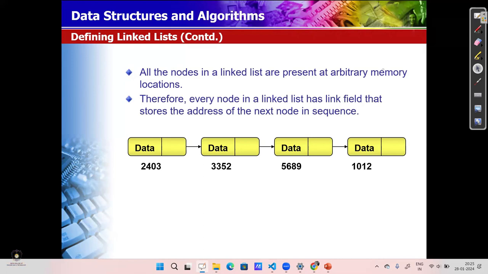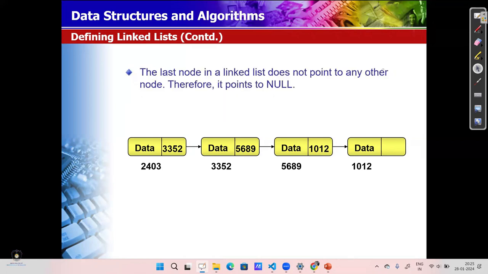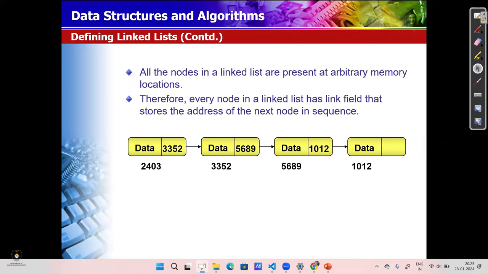Every node in a linked list has a link field that stores the address of the next node in a sequence. I'm not able to write on this PPT. So, now we have a start point. We will start from 2403 and traverse until when we should traverse.